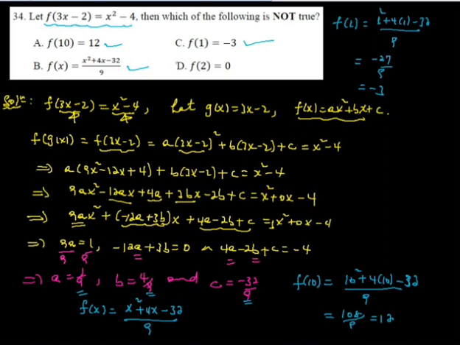So the only option will be D. You can see that in D, f of 2 will not be 0, or f of 2 will be minus 20 over 9. Okay, you can check.